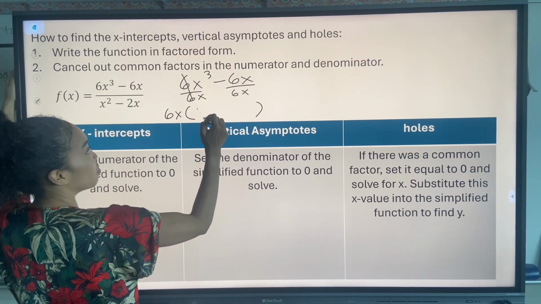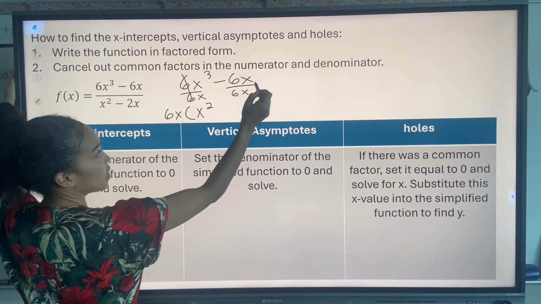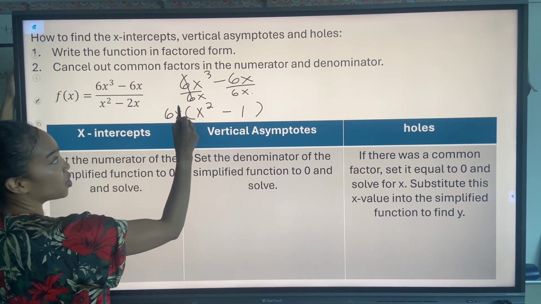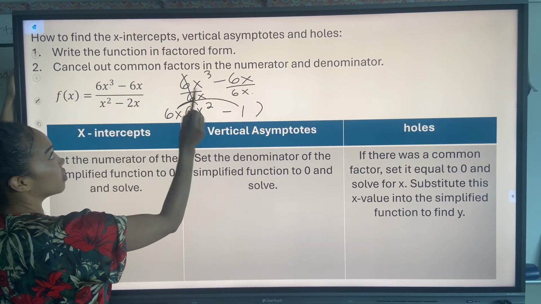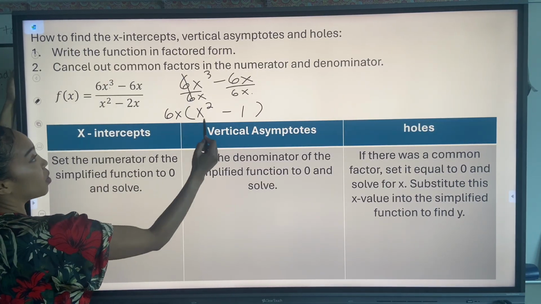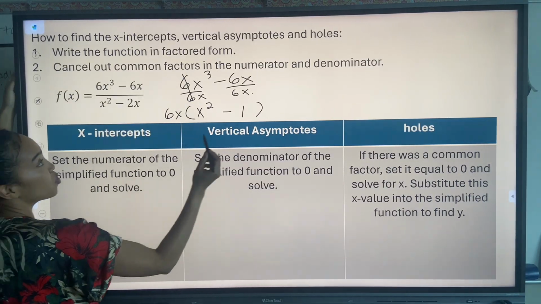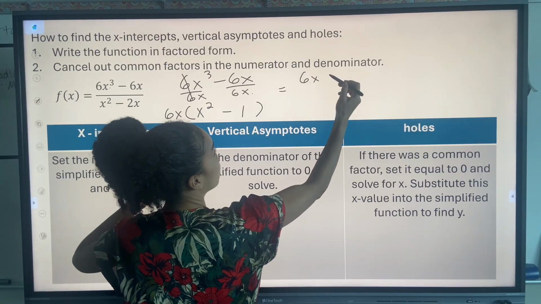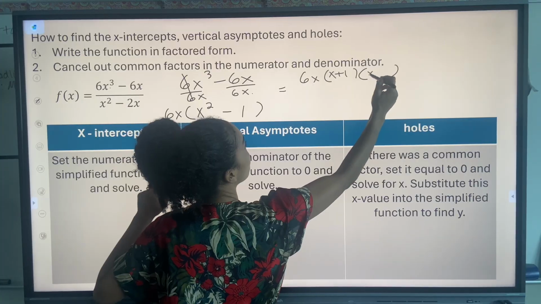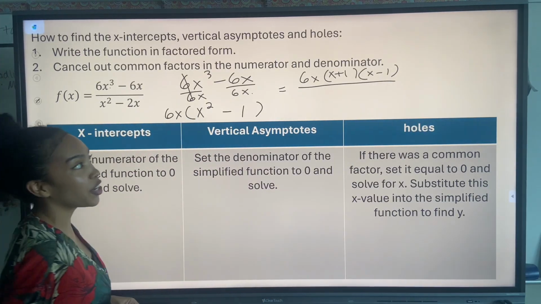The 6's cancel, you're left with x squared. Anything divided by itself is just 1. And you can always check. If you can go back, that means you did it correctly. Okay? They're squares, right? Yes. What do we call that? Difference of squares. So how am I going to write the numerator? 6, x plus 1, x minus 1. Yep. So that's your numerator factored.